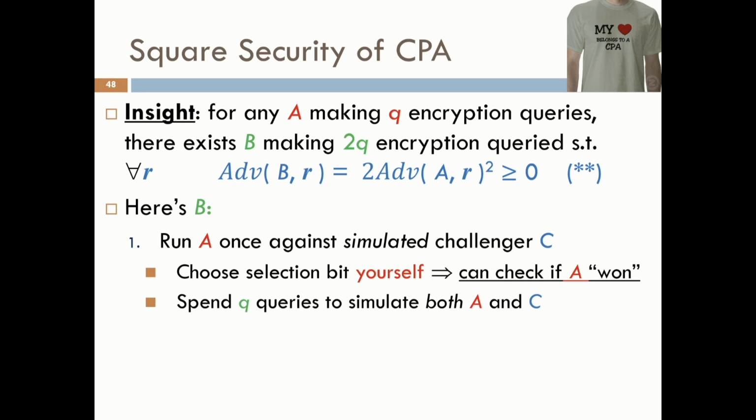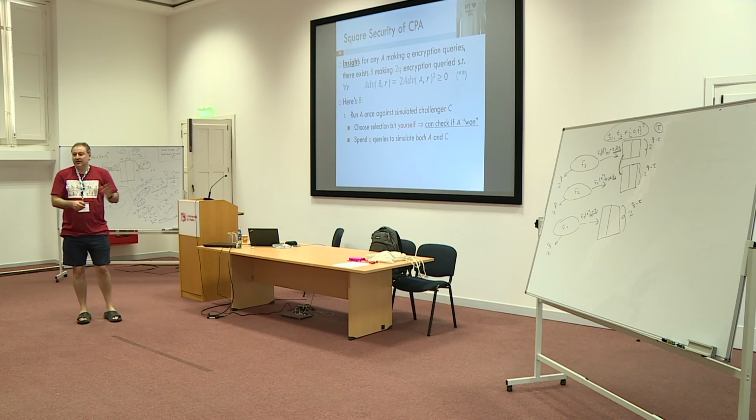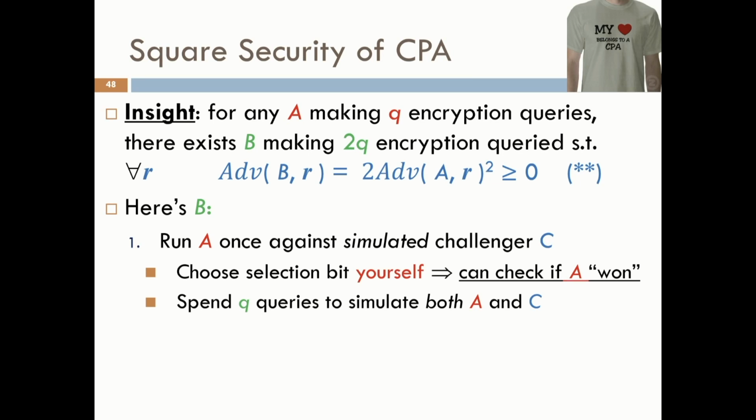You choose. In this case, what do you mean by simulating challenger B? It's like I pretend to be the challenger of the attacker. Whenever the attacker asks me an encryption query, I ask my own challenger an encryption query and forward it to the attacker, but I choose my own selection bit B, and I see if the attacker won the game. So I choose my own bit B and ask, did the attacker distinguish 0 from 1 or not? I run the attacker once and see if he won the game.